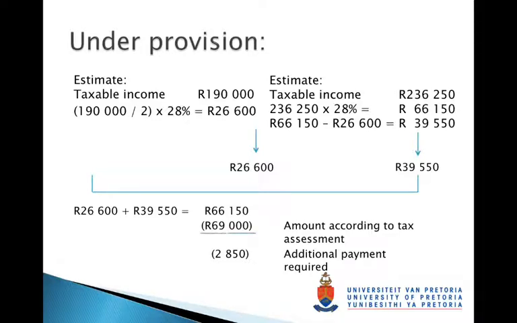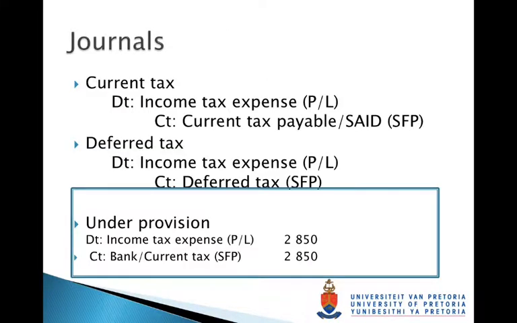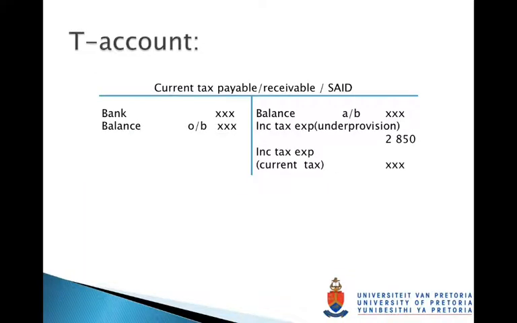And if we look at your journals for your under provision, you will debit income tax expense with 2,850, and you will credit your current tax 2,850 because you paid too little, so you need to increase what you need to pay to SARS, or credit bank if you pay it immediately. But if you do not pay it immediately, you need to take it first to current tax. And just the T account so that you can see.